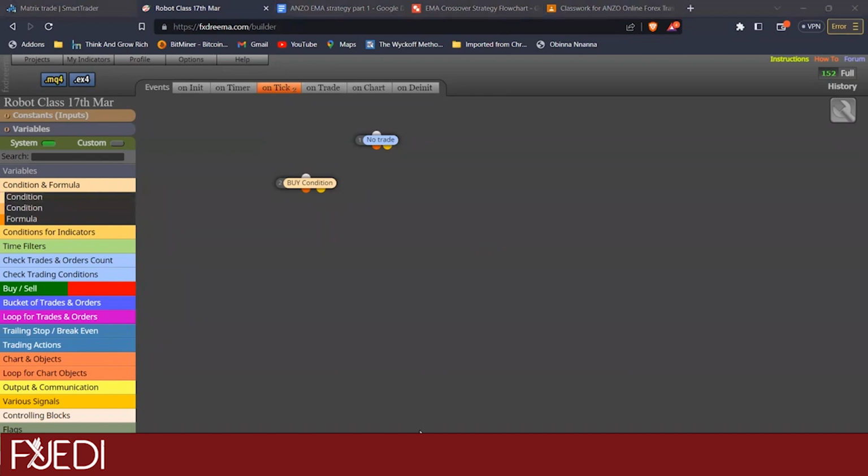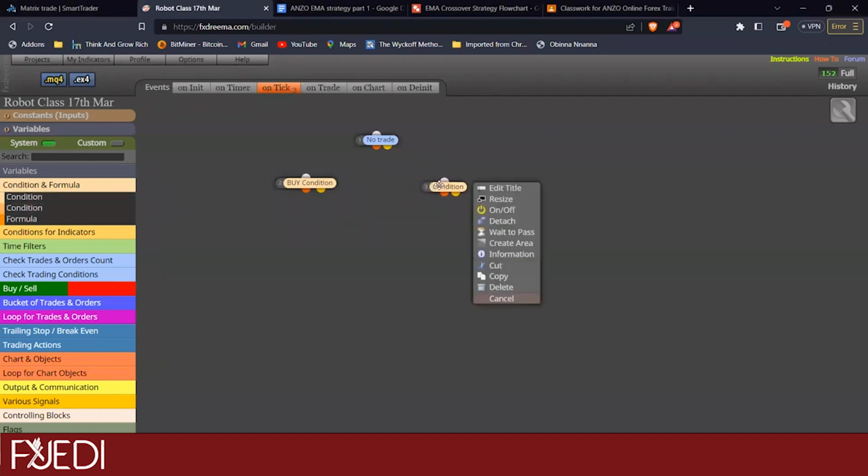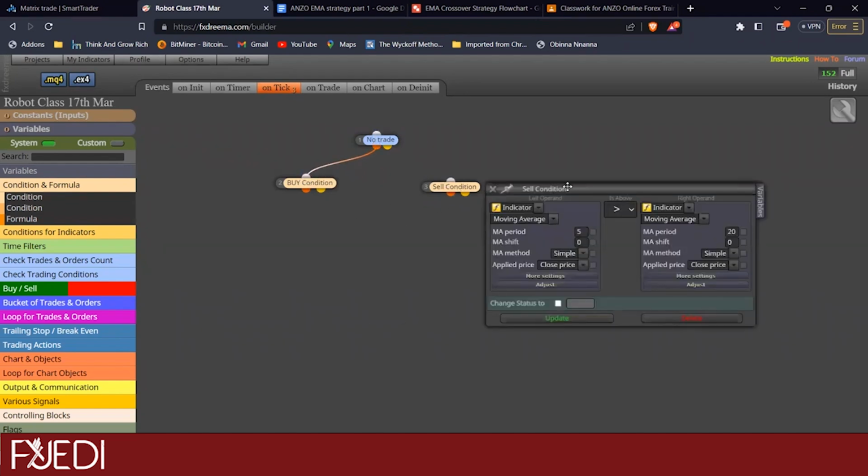So if you missed it while I was doing that for the buy condition, look how we do it for the sell condition. We go to condition and formula, we drag out condition, and drop it here. Then we edit it, and I'll call this sell condition. Now, what you call it doesn't really matter. I'm just doing it so it's easy for you to see what we are trying to do. Now, we are done with the buying condition. What you do is drag from the bottom there to the top here, and then double click on this one so that we can modify the parameters.